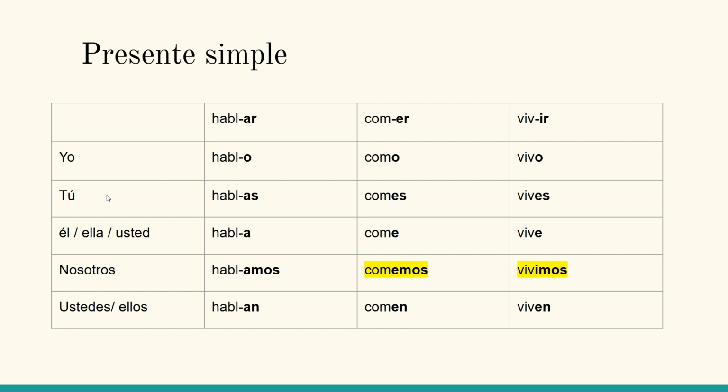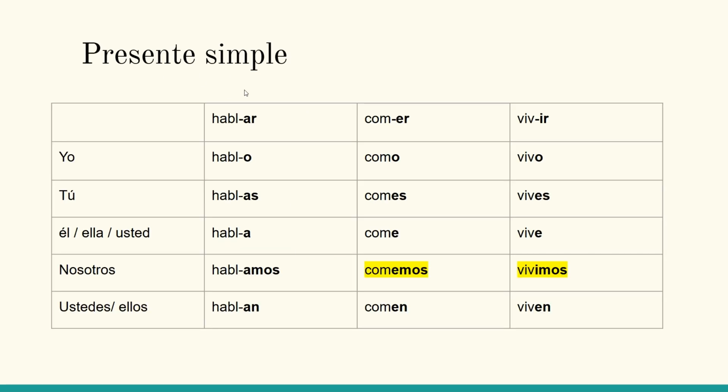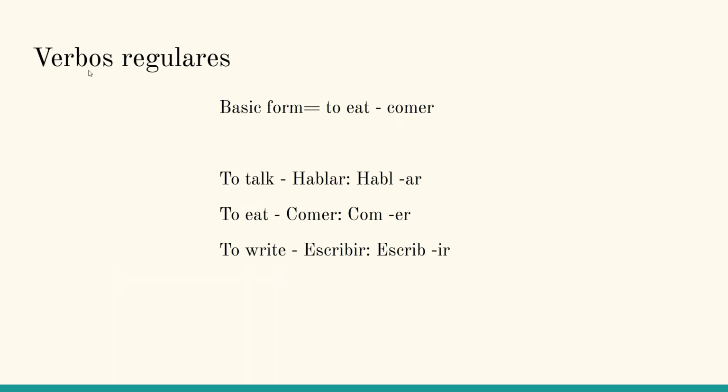This table is very useful because you can see all the forms and how we need to replace the ending. In general, with regular verbs, we will replace the ending with a specific ending, depending on, for example, this is present simple, but there are endings for past tense, future, and that. Since there are regular verbs, that means that we have some irregular verbs. Irregular verbs change the ending, but they also change the stem. But we will see that.